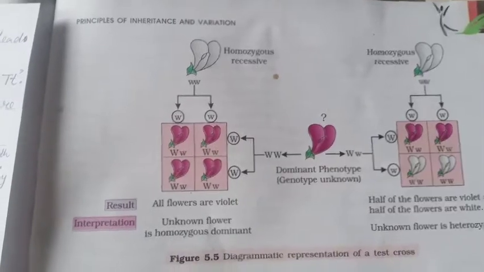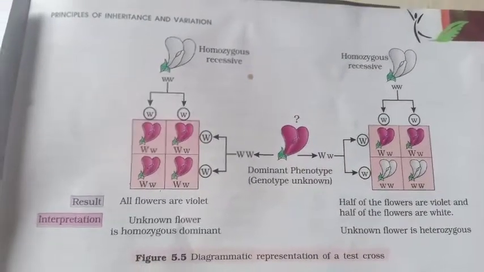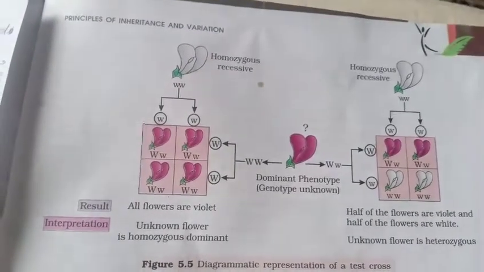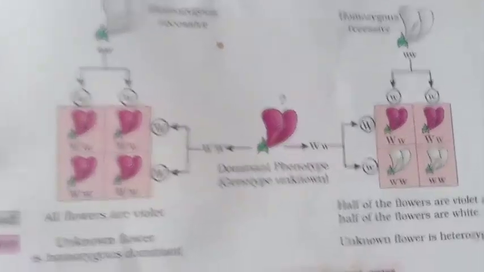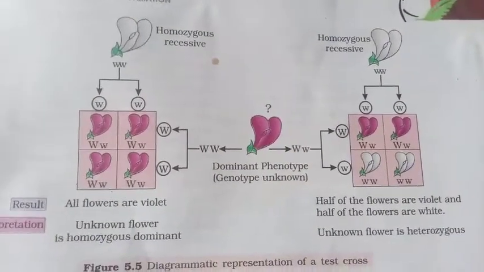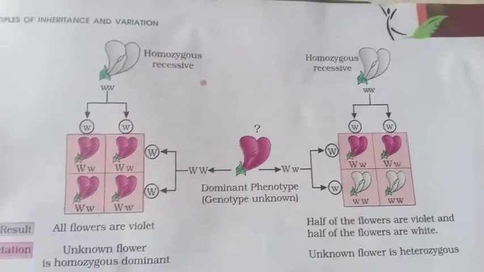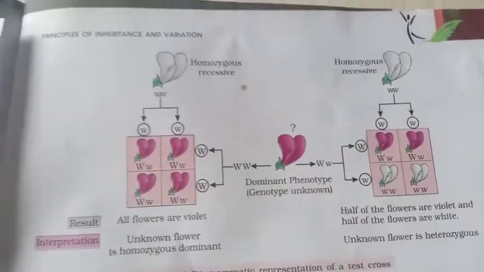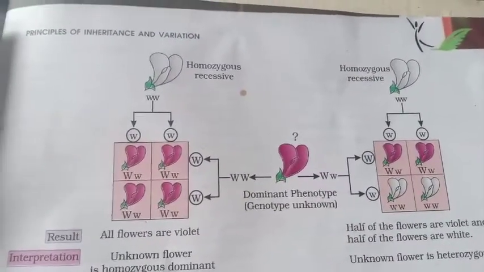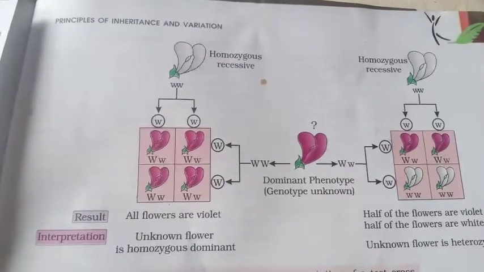On the left hand side of your screen, you can see that all the flowers are of violet color, whereas on the right hand side, half of the flowers, that is 2 out of 4, are violet and 2 are white. Thus, it can be predicted that if the genotype of this unknown flower is heterozygous, half of the progeny will be violet and half white, and if it is homozygous dominant violet, then all the plants in the progeny will have violet colored flowers.